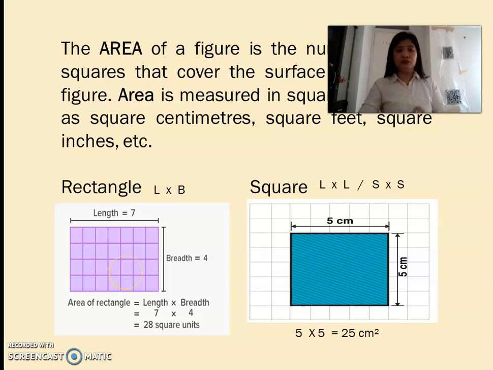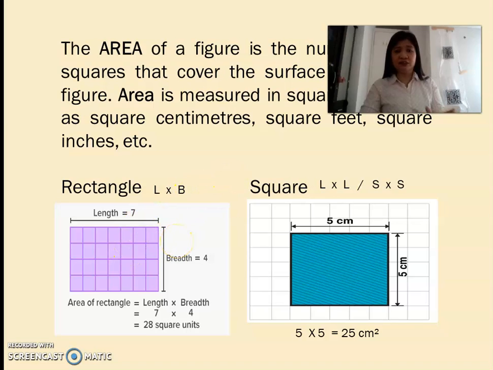Now, let's take a look at the first figure. This is a rectangle. In finding the area of the rectangle, we simply multiply the length and the breadth. When we multiply the length and the breadth, that means we are counting the square units of a rectangle. Even if you count all the squares here, you will find that there are 28 square units.